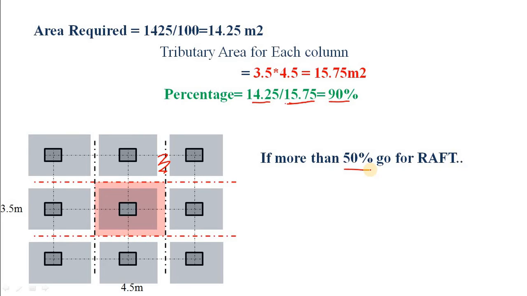Okay, some engineers allow this up to 60%, but my recommendation is always go for Raft if this percentage exceeds 50%. Why? Well, I am just proving it. Why 50% is the limit.